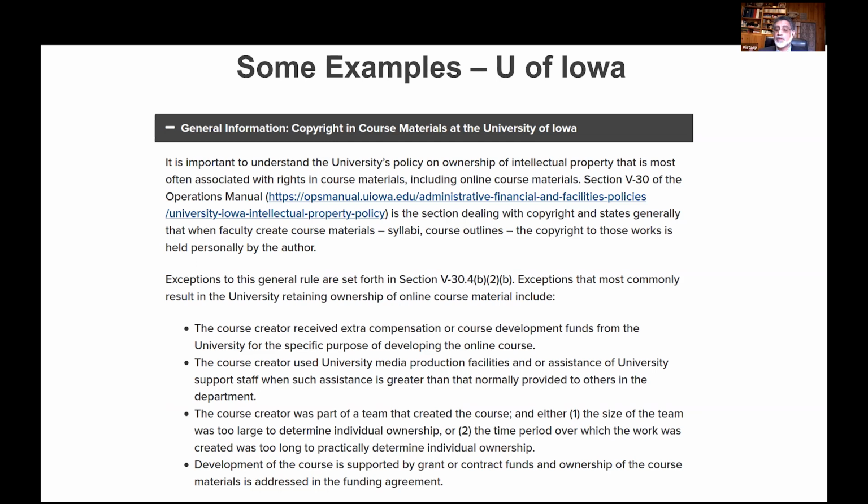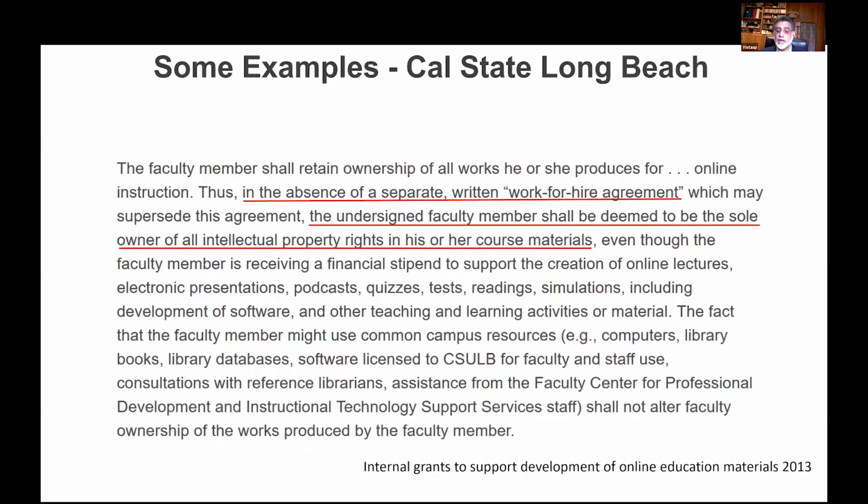Or a large amount of facilities from the university, media production, support staff, greater than that normally provided to others in the department. Or it was team created and team taught, in which case, obviously, the amount that was contributed by one member versus that of the other would come into play. Or this came from a contract where, obviously, just as before, the rules of the contract and the clauses in the contract might govern.